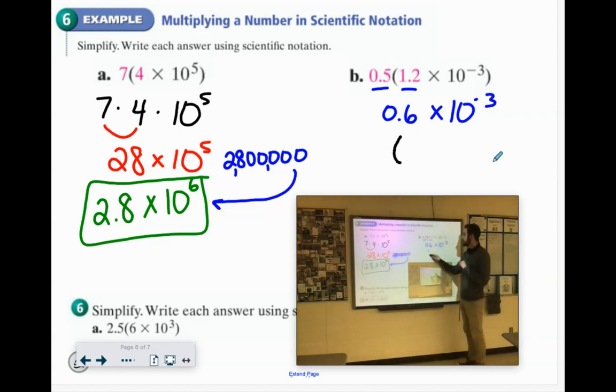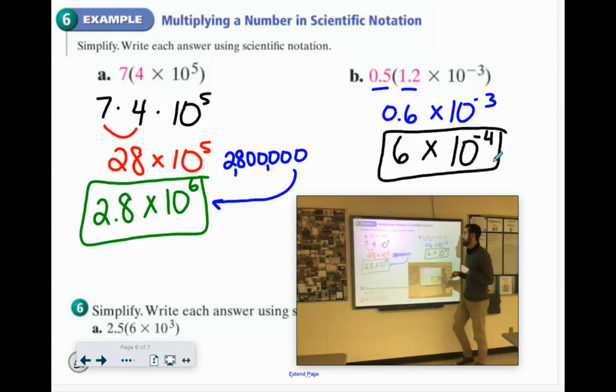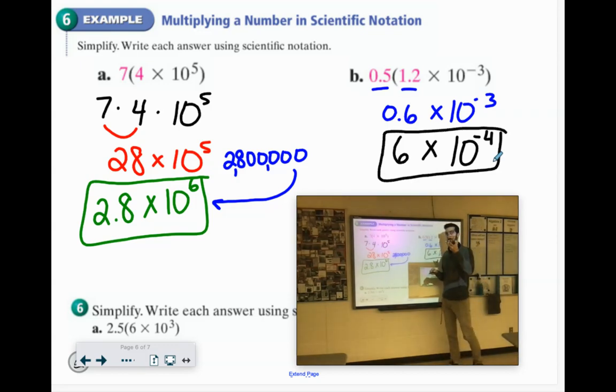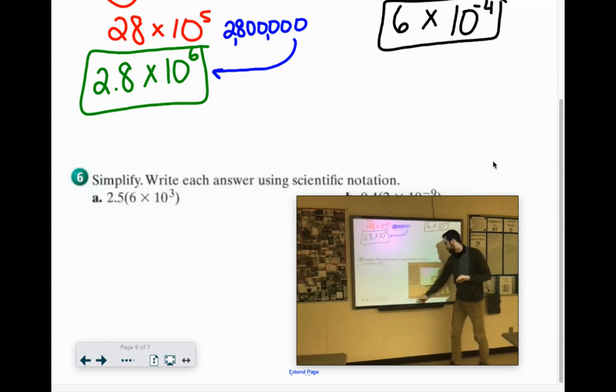We have to make this 6. If we make that larger, we make this exponent smaller. Smaller than negative 3 is negative 4. Be careful. Now, if we had to make that larger 2 times, we'd have to make the decimal smaller 2 times. Or sorry, the exponent. So let's try some more out.